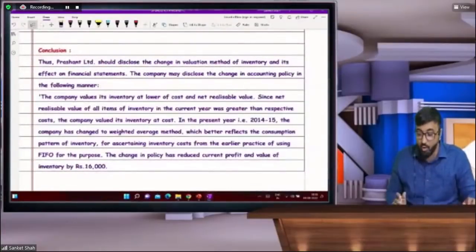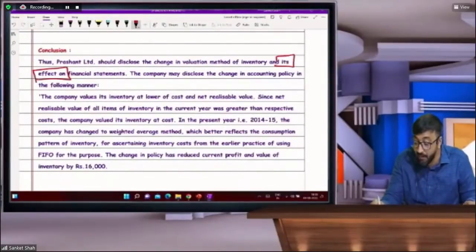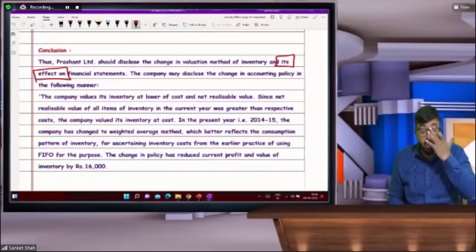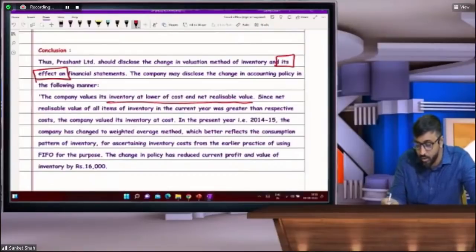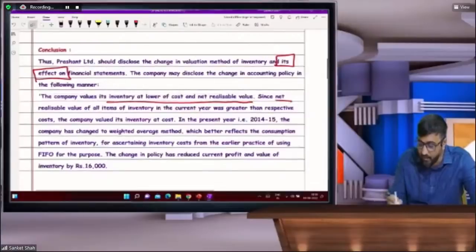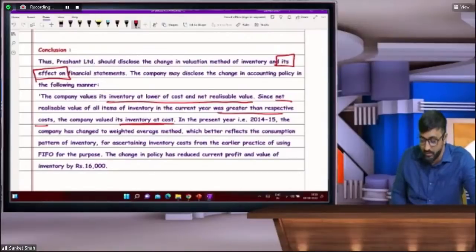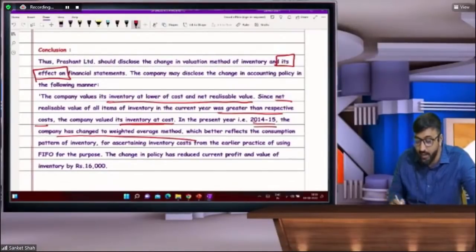कंक्लूजन अभी देखो कैसे लिखोगे. The Prashant Limited should disclose the change in the inventory valuation and its effect also. Its effect, ये effect के marks हैं. So effect you have to write, and how to disclose it. The company values inventory at lower of cost or NRV. Since NRV was greater than the cost, the company inventory is recorded at cost. In the present year 2014-15, the company has changed from FIFO to weighted average, which better reflects... why you change it. So the reason has to be written. You have to write the reason.